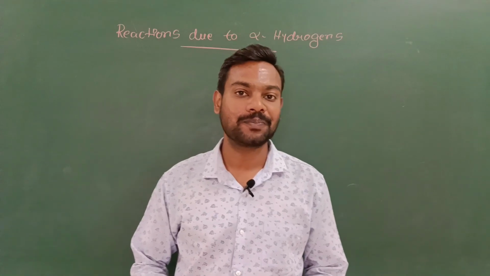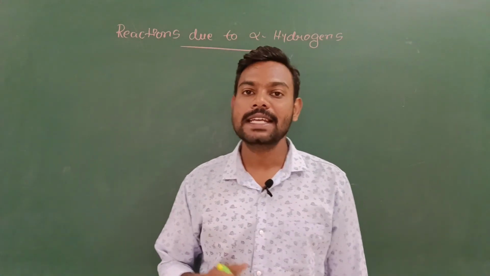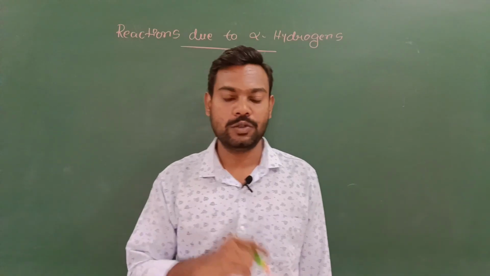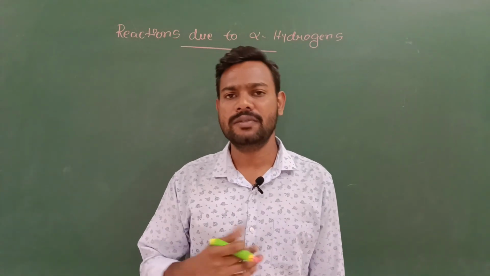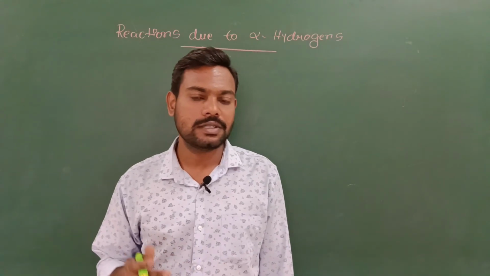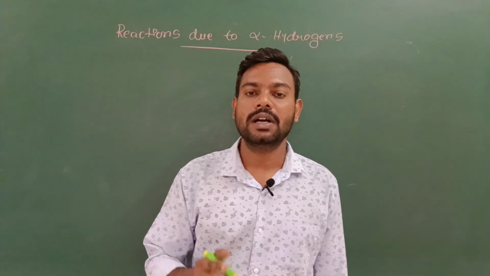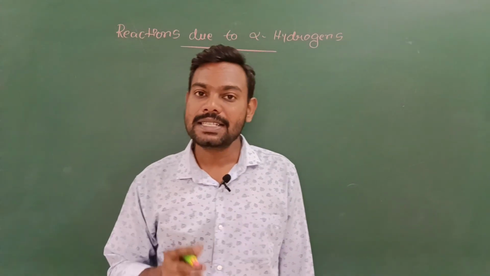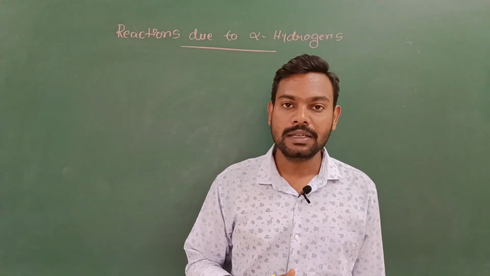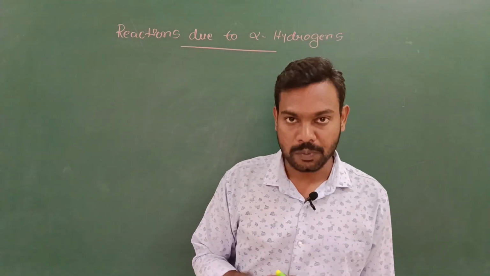Hello, namaste. Today in this class, we are going to learn about reactions due to alpha hydrogens. What are alpha hydrogens? Alpha hydrogens are the hydrogen atoms which are bonded to the alpha carbon atoms. These alpha carbon atoms are the carbon atoms which are adjacent to the functional group.